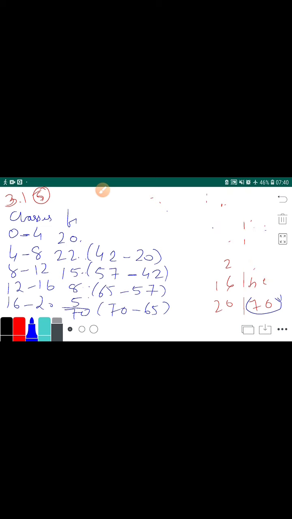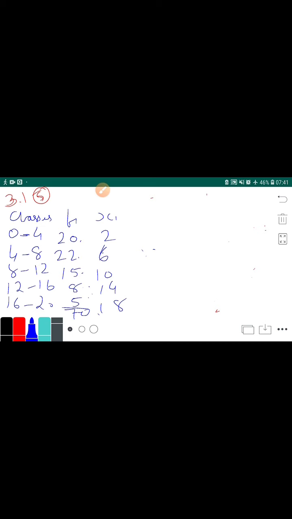For example, the first class is 0 to 4, so the mid value is 0 plus 4 by 2. The second class is 4 to 8, so the mid value is 4 plus 8 by 2. So it's 2, 6, 10, 14 and 18. So this is your xi. Now we'll be finding fi(xi).